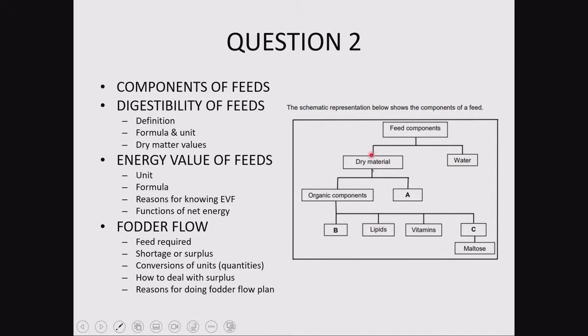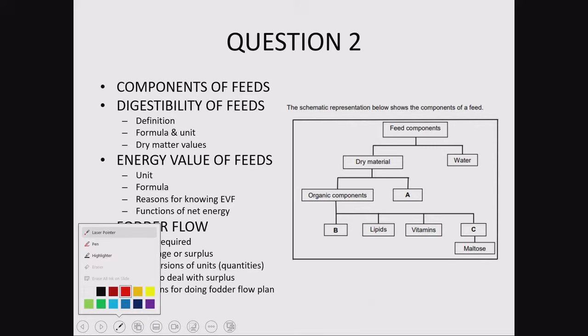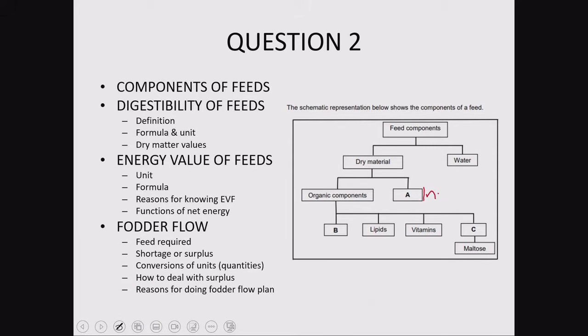So dry matter is divided into two. You are given here that this part of the dry matter is called the organic component part of the dry matter, and the one that is not given here is the inorganic part of the dry matter. And then the inorganic part of the dry matter, you must know, though it's not shown in this diagram, that the example is the minerals.